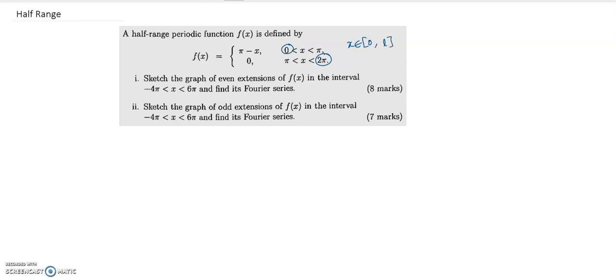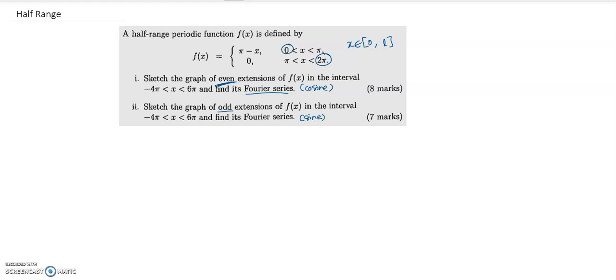In these questions, we need to sketch the graph so that the graph becomes an even extension. The keyword here is even, and after that we need to get the Fourier series, which means this is the cosine series. And the second one, we need to extend so that it becomes the odd function, and then same thing, find the Fourier series. So this is the sine series.